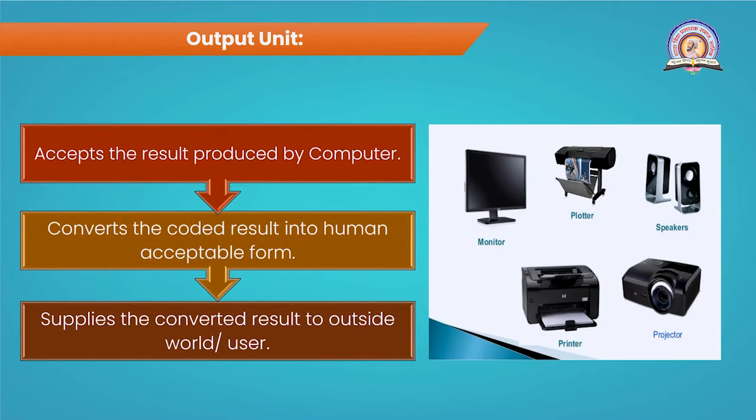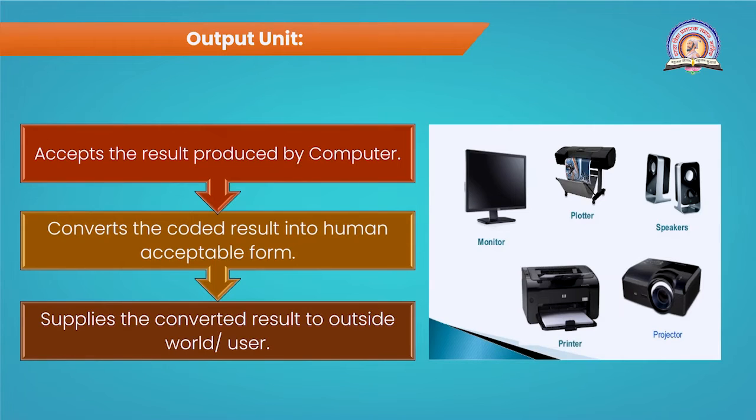So what does the output unit do? It converts that coded data, coded information, into human acceptable form, that is, in the English language or in whatever language you have entered the data. And after converting, it provides the data to the outside world. Means you can see the result on the monitor. So this is the function of the output unit. It accepts the result produced by the computer, converts it into human readable language and supplies it to the external environment or external user.